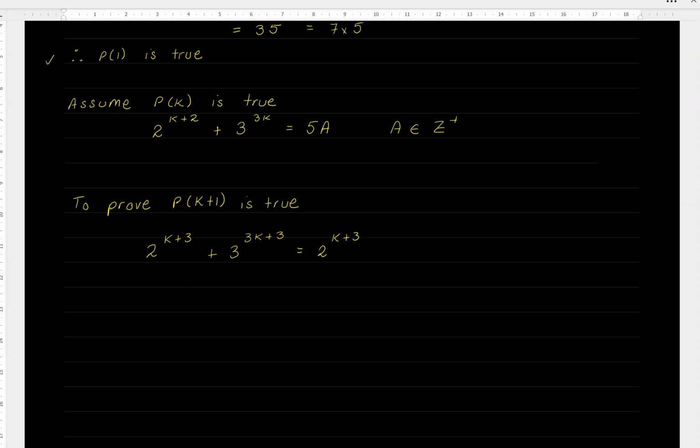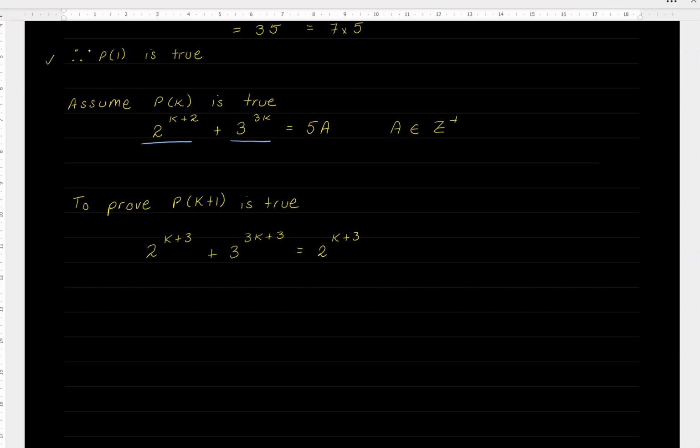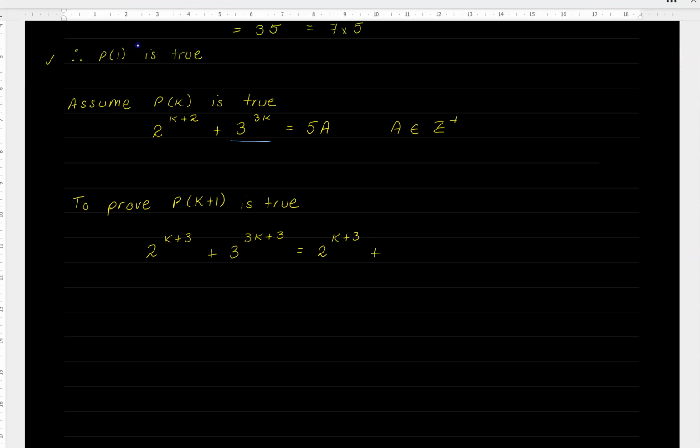Because I want to substitute in with pk, I need to rearrange my work so that I either get a 2 to the k plus 2 or a 3 to the 3k. I'm going to go for the 3 to the 3k. So I can separate this to be 3 cubed times 3 to the 3k. Again, when I times by the same base, I add the powers. So that is the same as this. I've just separated it using index laws.